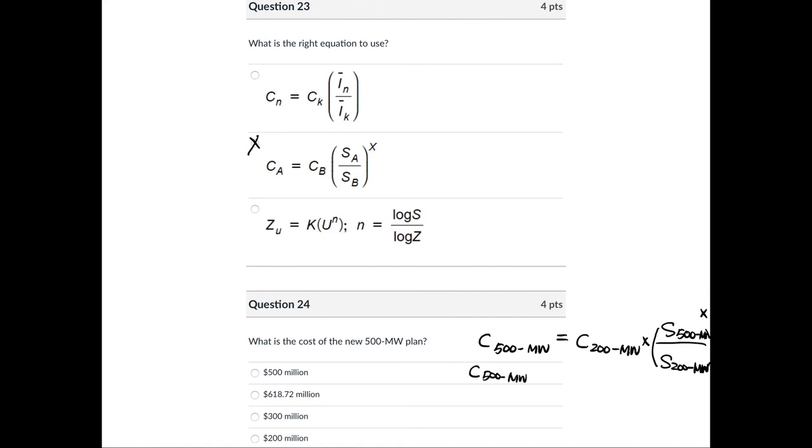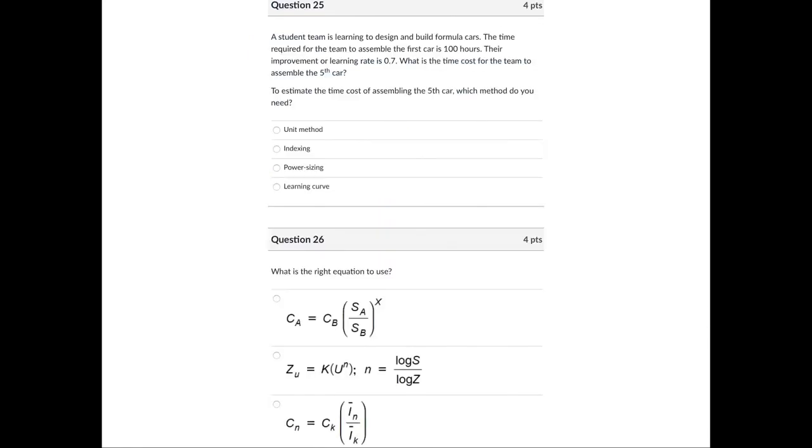Okay, so C for the 500 MW plant, the cost, equals 300 million times a ratio, which is 500 over 200, okay, to the power of 0.79. So this is going to be 618.72 million US dollars. So this is your correct answer.